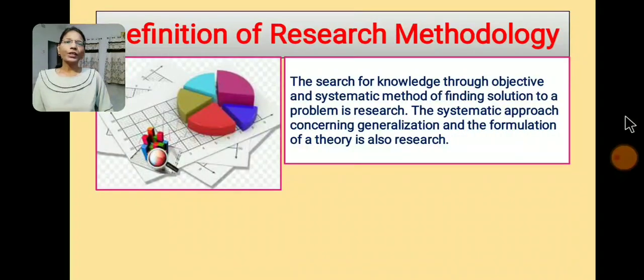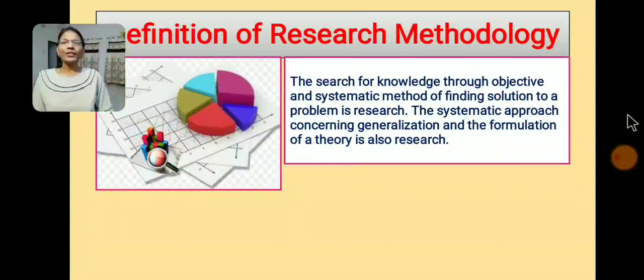So, our first point is definition of research methodology. Research, in common parlance, refers to a search for knowledge. One can also define research as a scientific and systematic search for pertinent information on a specific topic. In fact, research is an art of scientific investigation. The Advanced Learner's Dictionary of Current English lays down the meaning of research as a careful investigation or inquiry, especially through search for new facts in any branch of knowledge.